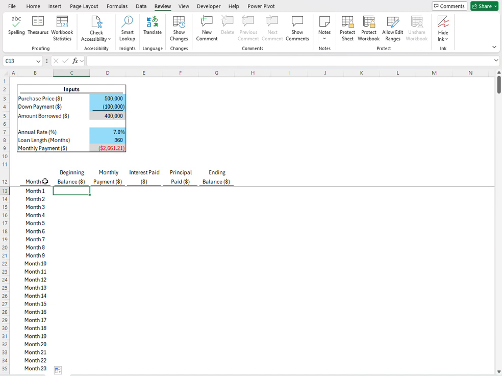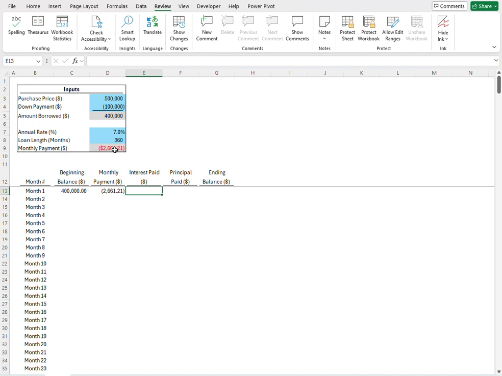Okay, so in month 1, your beginning balance is the amount you've borrowed. And so we're going to just link directly up here for month 1. Our monthly payment amount is what we calculated in cell D9 with our payment function. And our monthly payment is not going to change throughout the term of the loan. So I'm just going to go ahead and lock that because it's going to be the same every single month.